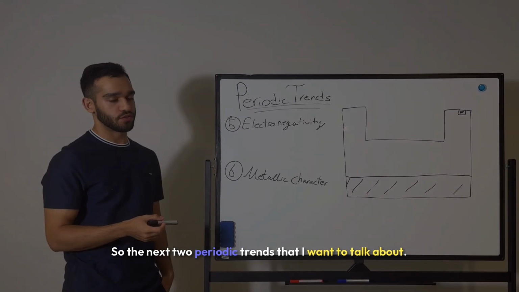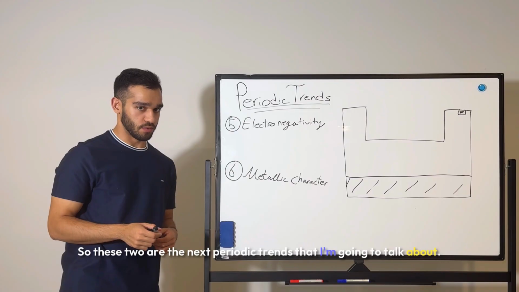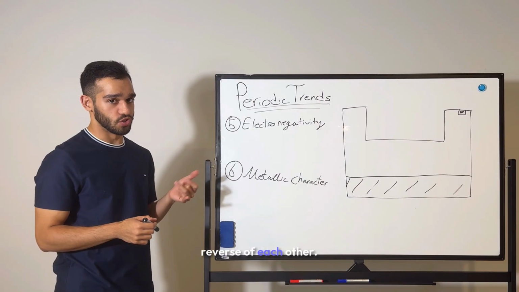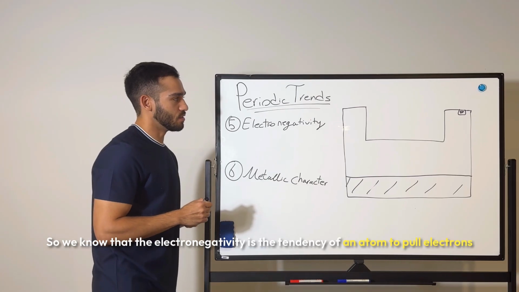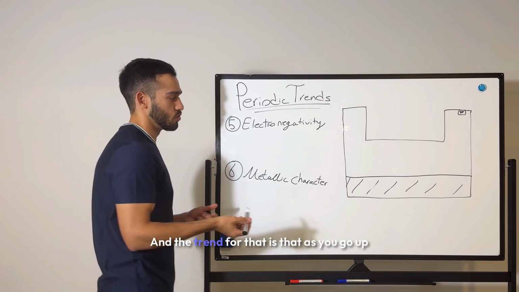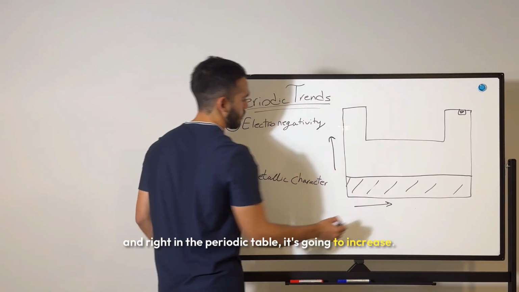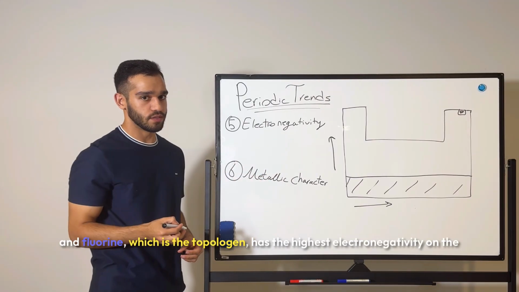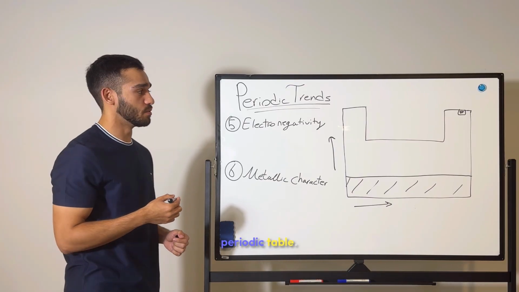So the next two periodic trends that I want to talk about, the reason I put them together here is that they're kind of the reverse of each other. We know that electronegativity is the tendency of an atom to pull electrons in a bond. The trend is that as you go up and right in the periodic table, it's going to increase. And fluorine, which is the top halogen, has the highest electronegativity on the periodic table.